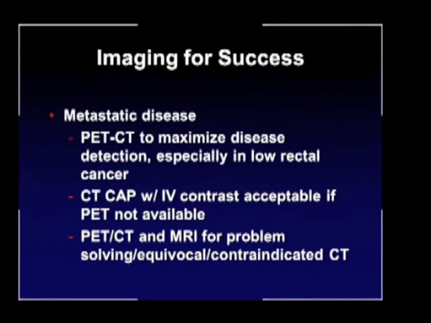CT scan of the chest, abdomen, and pelvis with IV and oral contrast is probably more commonly used than PET-CT, so it's definitely an acceptable alternative to PET-CT if PET's not available. Either way, PET-CT and MRI are excellent alternatives. They're useful for problem solving. They're useful whenever you have an equivocal CT scan, and they're useful whenever a CT scan is contraindicated because of IV contrast allergy or borderline renal function.